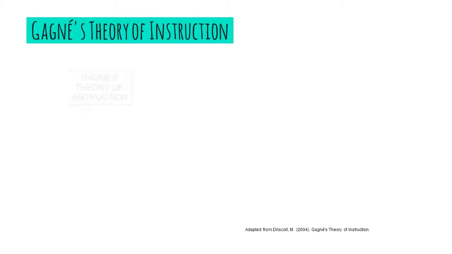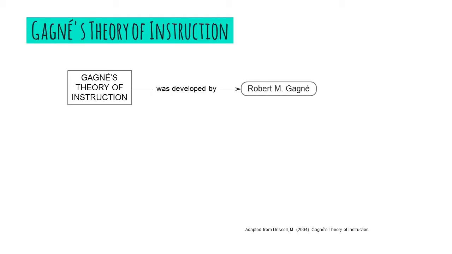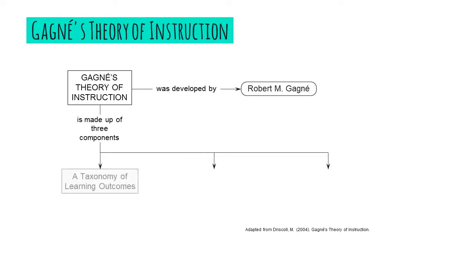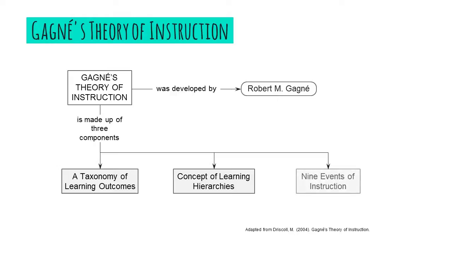Gagne's theory of instruction was developed by Robert M. Gagne, who is widely recognized as the originator of the conditions-based theory. His theory consists of three components: a taxonomy of learning outcomes, or types of learning, the concept of learning hierarchies, and 9 events of instruction. We will look at each of these components in turn in the next few slides.